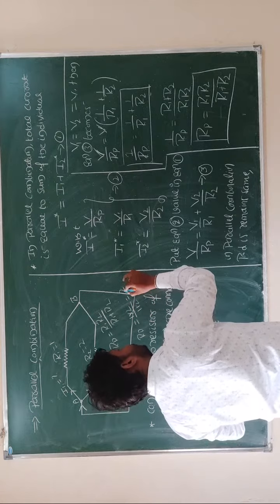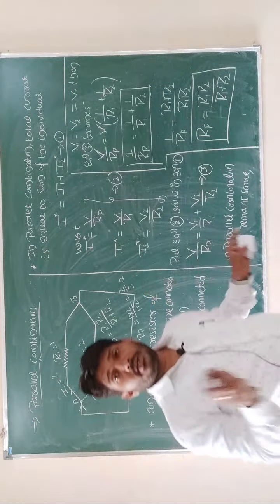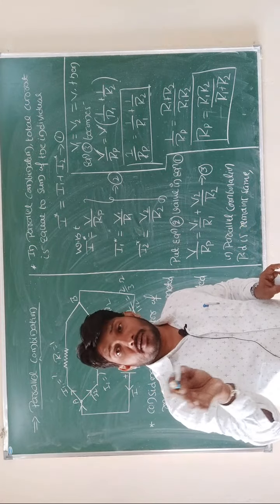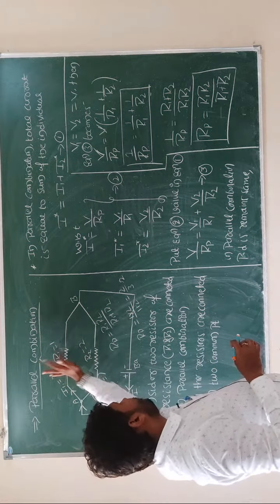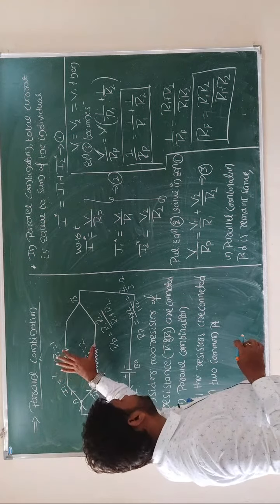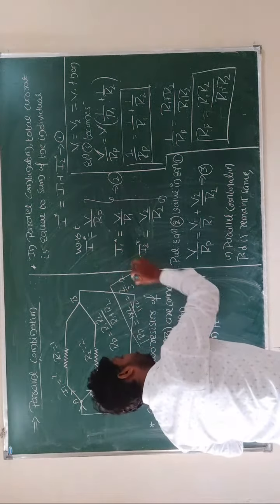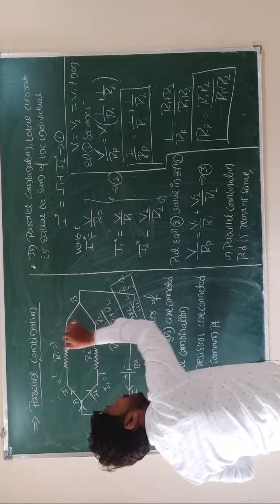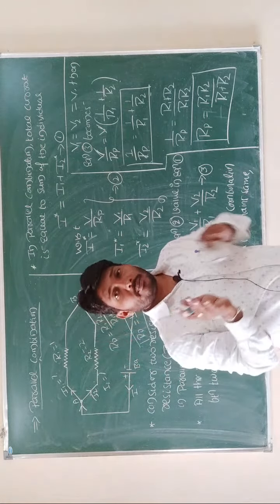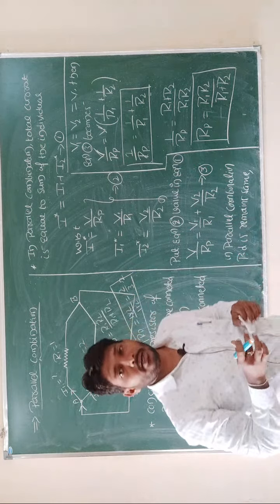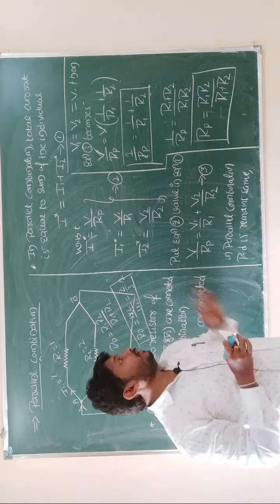So this is 2 by 3 ohm. In case of parallel combination, the effective resistance value is always less than the individual. Listen here: 1 ohm and 2 ohm. If you connect these two resistors in parallel combination, whatever the effective resistance value is, it will be less than the individual. Whereas in case of series combination, effective resistance will be greater than the individual resistance.